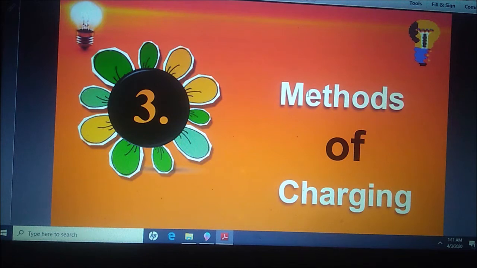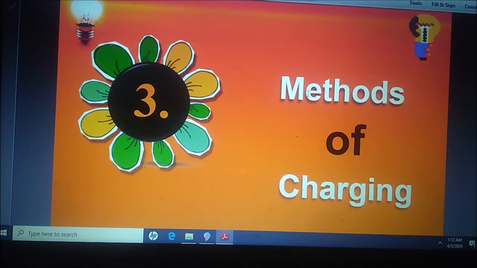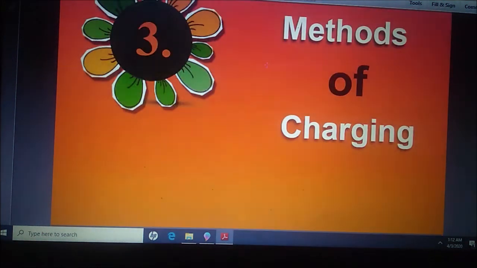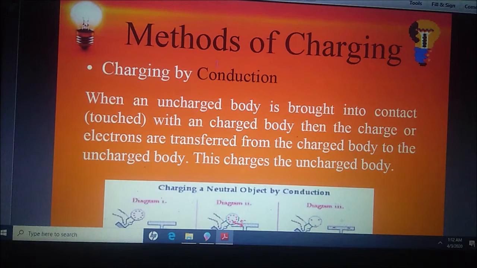We have already discussed what a charge is and the properties of charge, that is quantization, addition and conservation. Now we are coming to the third topic, that is methods of charging. In class 8th we already studied about these things. So here is our first slide, methods of charging.